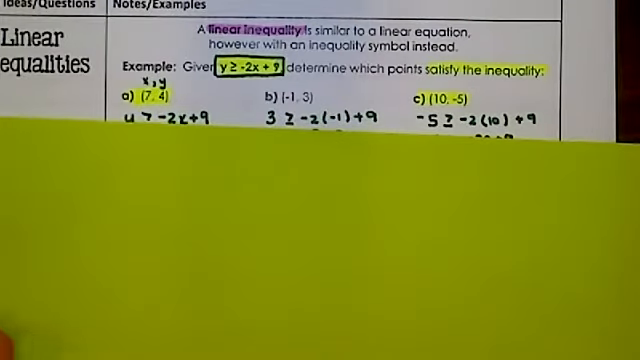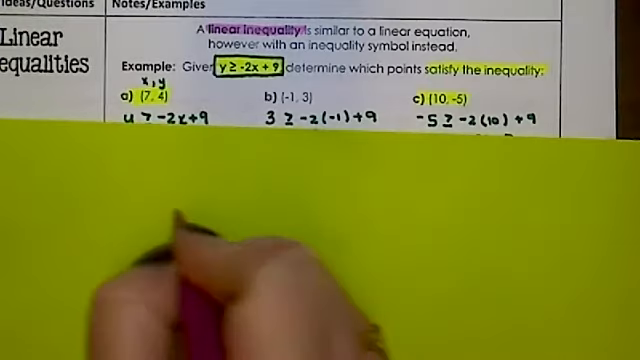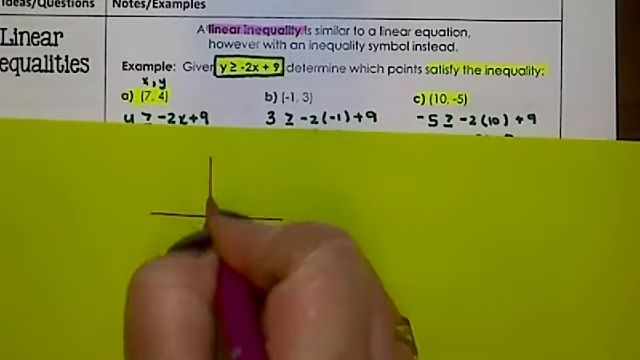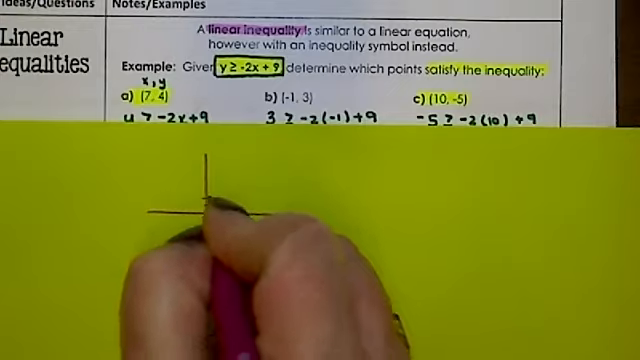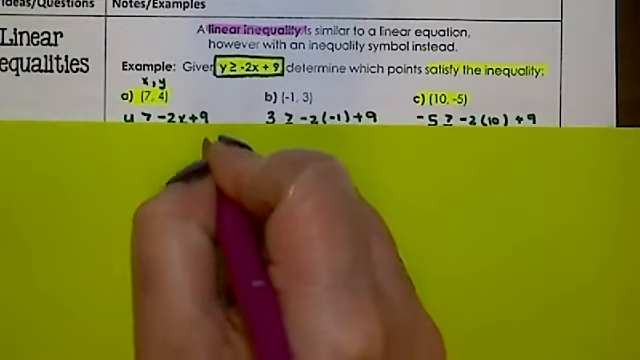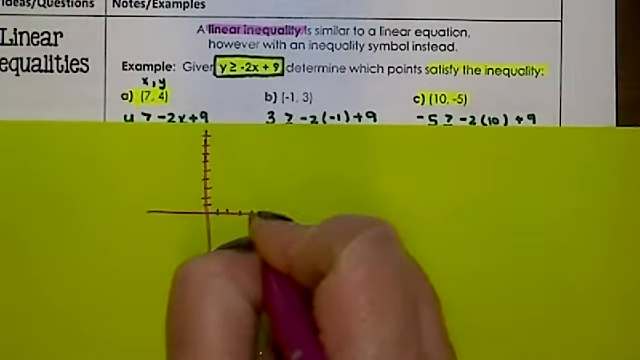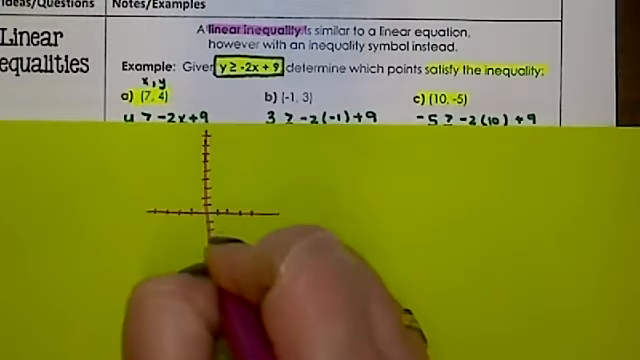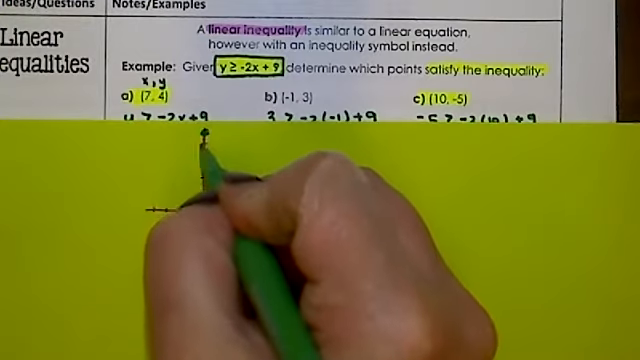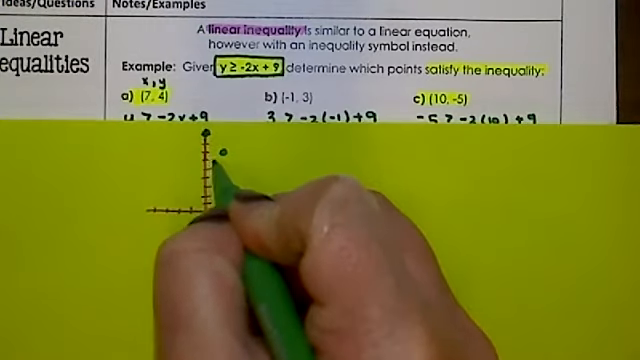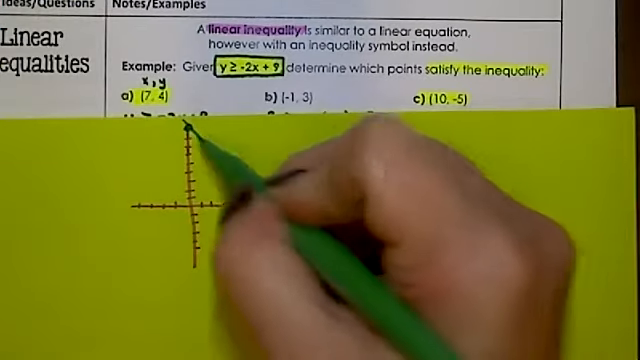So let's take a look if I was to graph that on a coordinate plane. If you remember the other day, we talked about the y-intercept being 9. I'm just going to put some hash marks to the right and left, a little bit below. So I'm going to go up to 9, and I'm going to fall 2 and run 1, and fall 2 and run 1. So the line would look something like that.